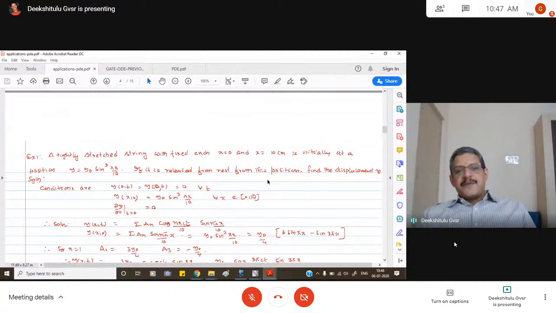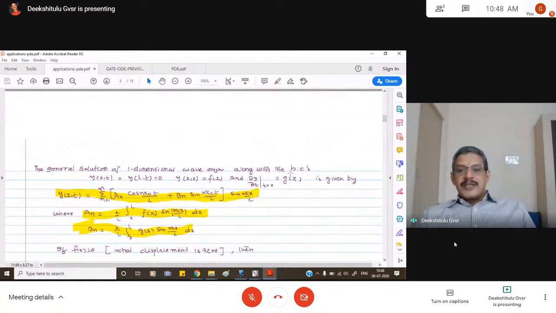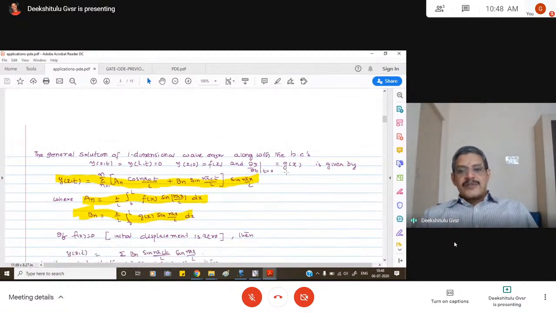If it is released from rest from this position, what do you mean by rest? Rest means, in the physical sense, velocity is 0. When velocity is 0, we say it is at rest. So that means here this g of x is 0. For each condition given in the problem, we have to see it in the mathematical sense. So g of x is 0 and f of x is given.